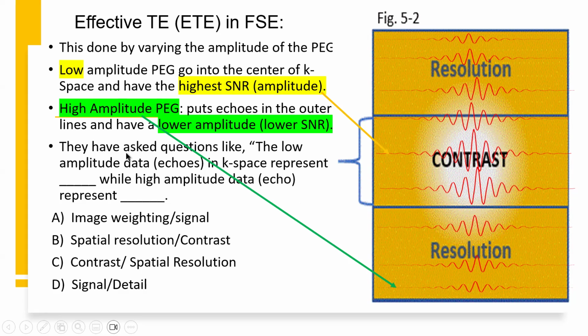So low amplitude data echoes, boom, right out here. Low amplitude echoes, low amplitude data in K-space represent what? Spatial resolution. They're on the edges, okay? So low amplitude data comes from high amplitude gradients. That's edge detail, so resolution. While the high amplitude data, the high amplitude echoes represent contrast. Okay, so the answer to this question is B.